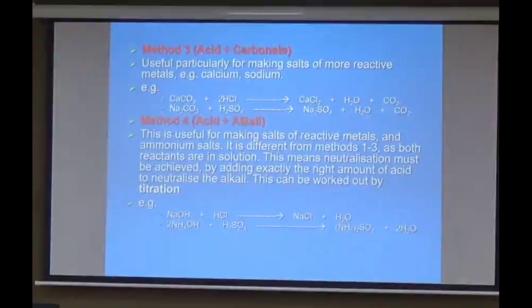Next is the third method of preparing salts, that is acid reacting with carbonate. In the example given here, calcium carbonate reacts with hydrochloric acid to form calcium chloride, which is a salt. Sodium carbonate reacts with sulfuric acid to form sodium sulfate, which is a salt. Then acid reacting with soluble bases, that is alkalis. Sodium hydroxide is an alkali. It reacts with acid to form sodium chloride and water. Then ammonium hydroxide is again an alkali. It reacts with sulfuric acid to form ammonium sulfate, which is again a salt.